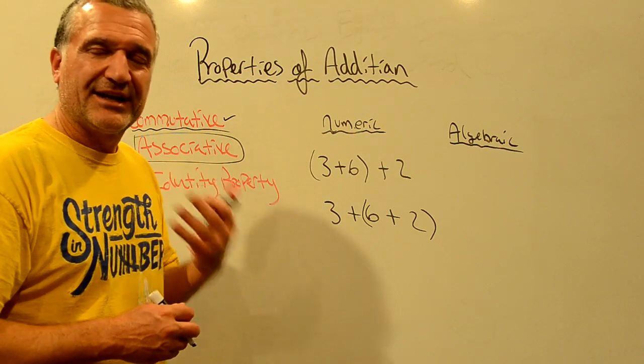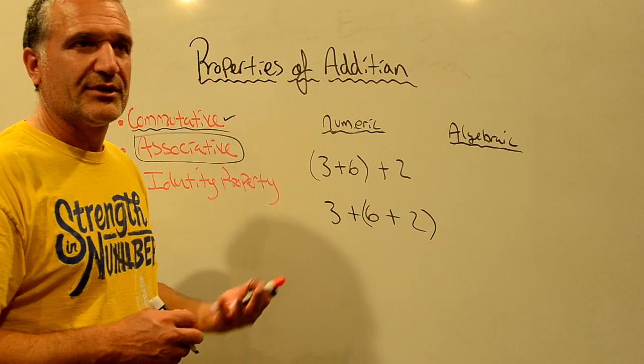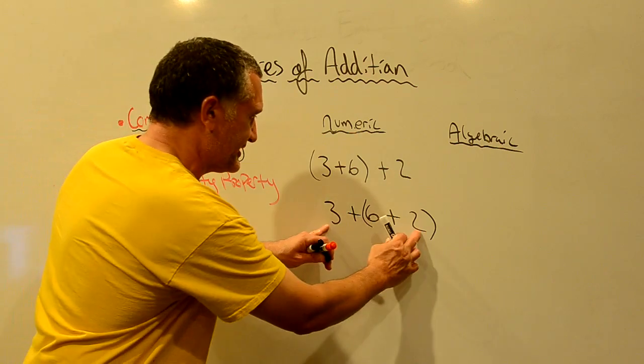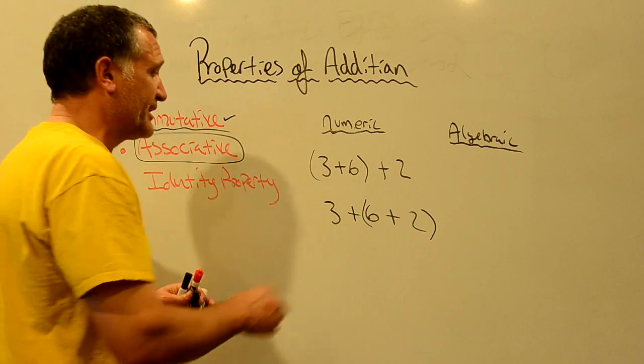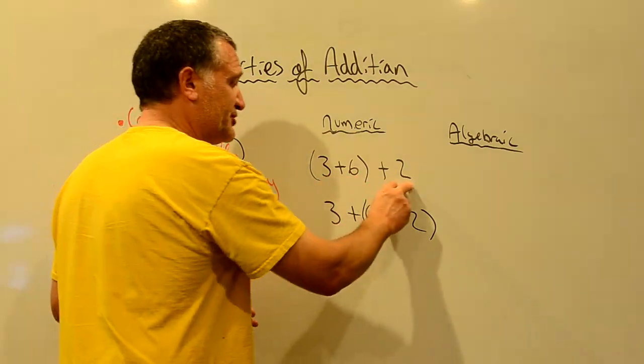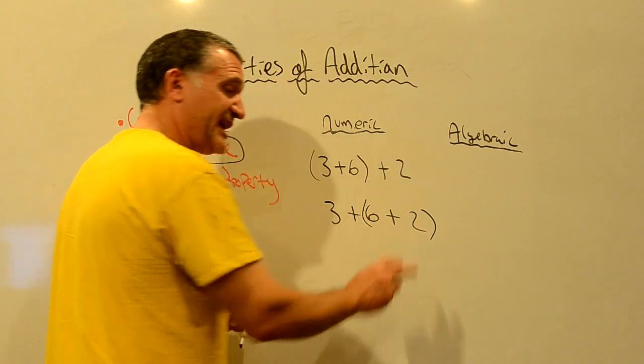Those are our guides. Those are the rules that we use. But we're not going to violate any rules if I add this 3 to this 2 and get 5. 5 plus 6 is 11. But if we did use our order of operations, 3 plus 6 is 9, 9 plus 2 is 11. 3 plus 6 plus 2 is 8. 3 plus 8 is 11.